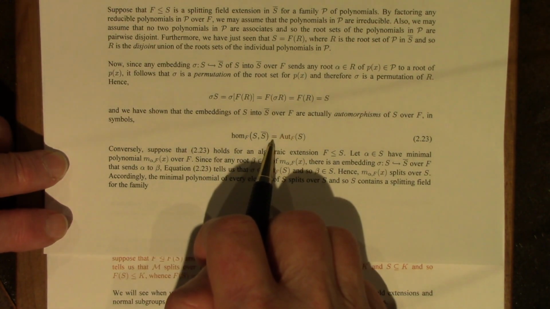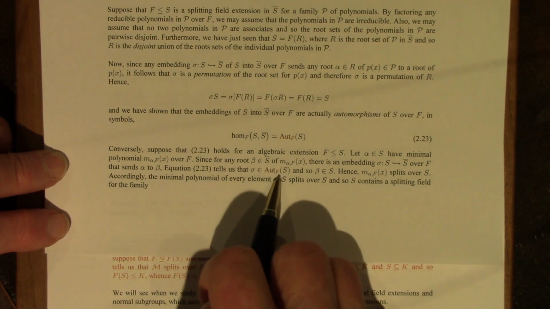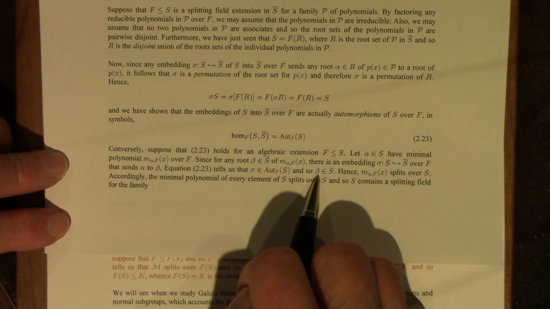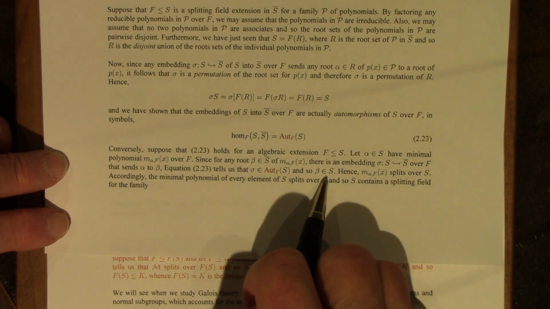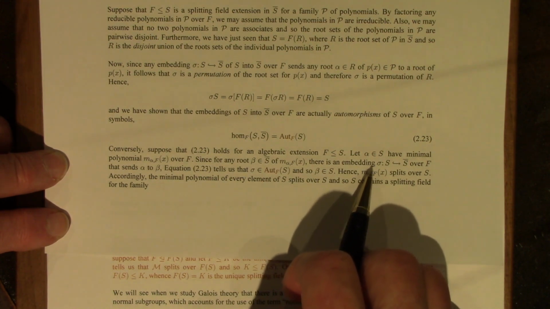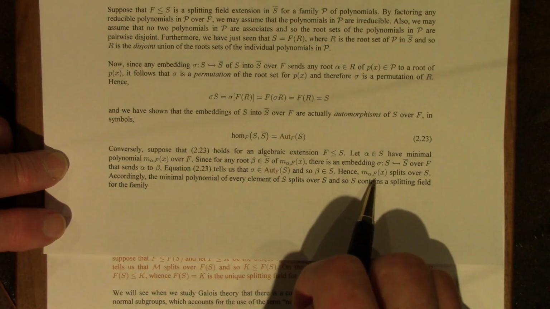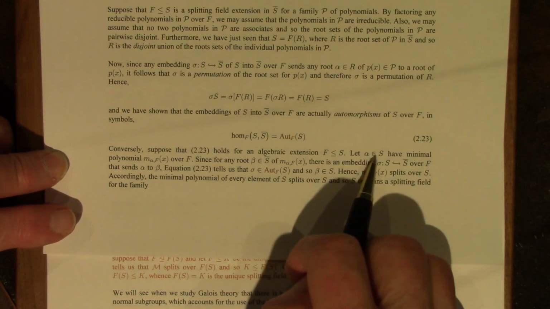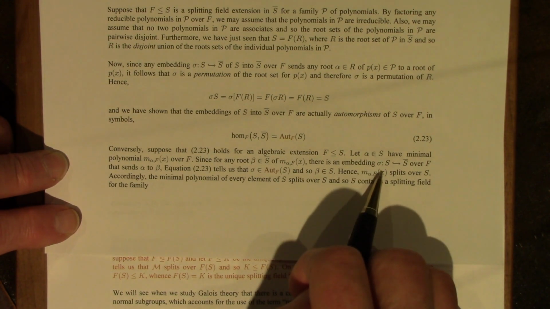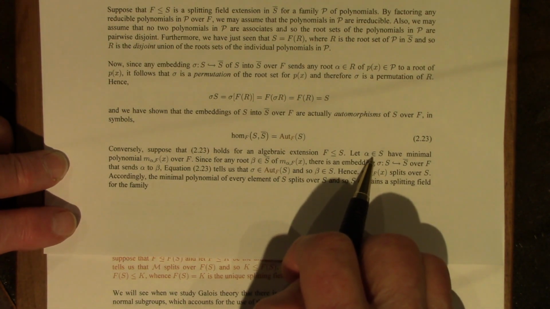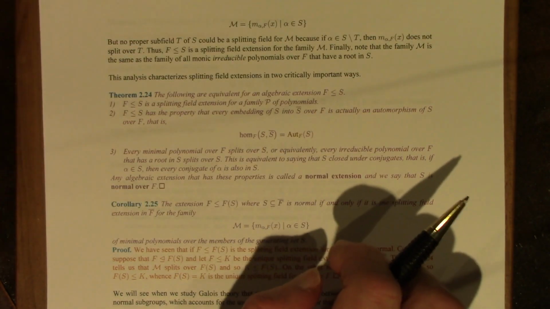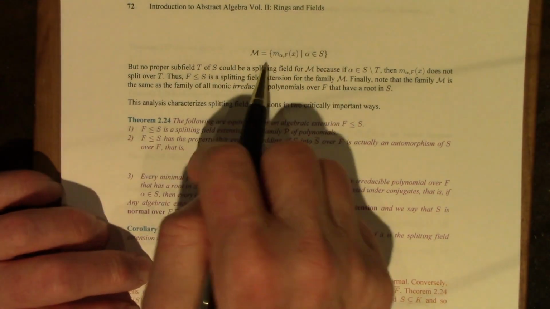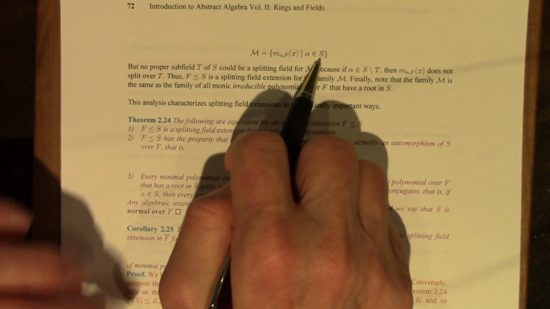So this equation tells us that sigma, this embedding, is actually an automorphism, which means that the image beta of alpha is in S. In other words, every root of this minimal polynomial is in S. The minimal polynomial splits over S. Alpha was an arbitrary element of S, so every minimal polynomial splits over S. Accordingly, S contains a splitting field for the family of minimal polynomials of the elements of S.